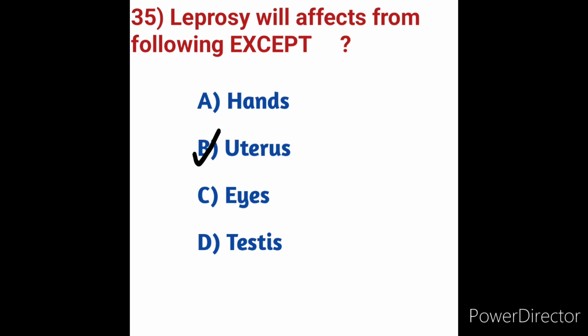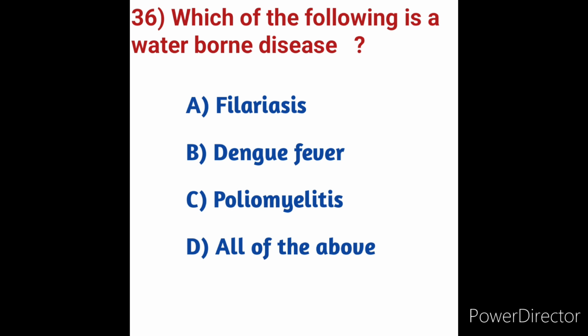Next we will move on to question number 36. Which of the following is a waterborne disease? From the options, which one is the waterborne disease? We will see the options. Option A, filariasis. Option B, dengue fever. Option C, poliomyelitis. And option D, all of the above.